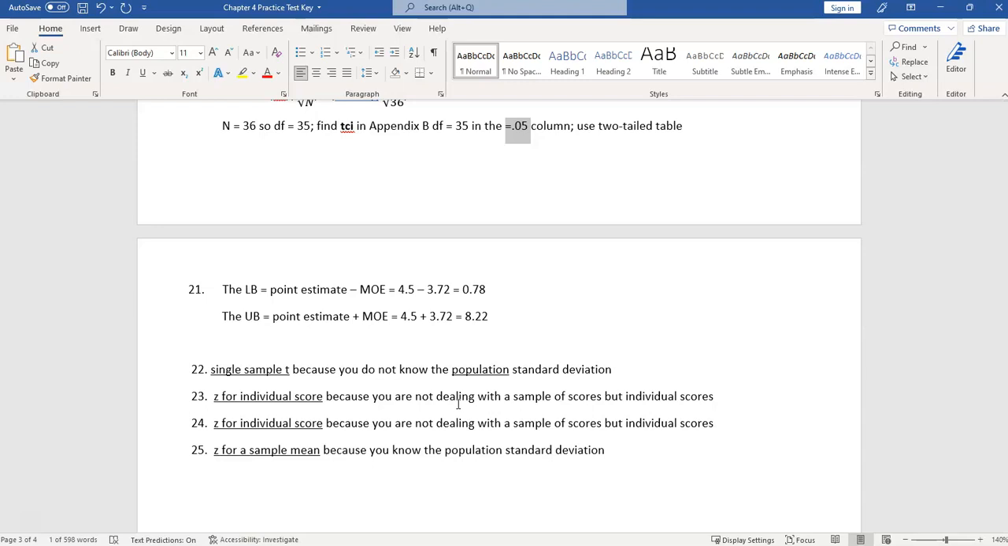Now, if a question doesn't ask about a sample at all, then you know it has to be a z for an individual score. So using that logic, these are your answers for questions 22, 23, and 24.